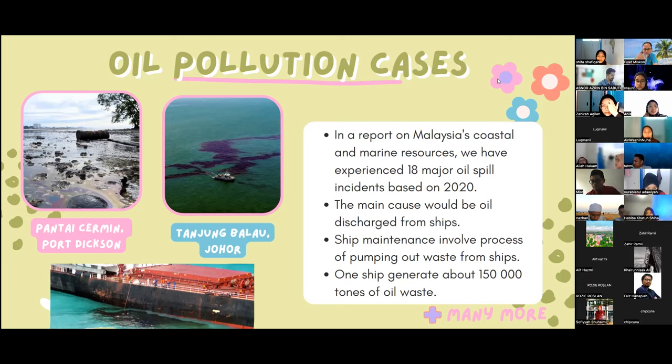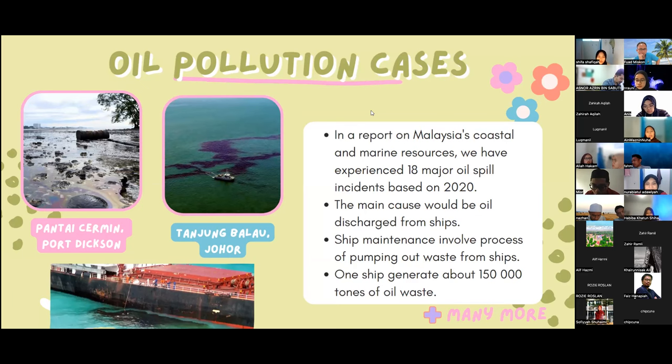Another case is in 2019 at Tanjung Balai, Johor. It was reported that foreign tankers were believed to have dumped marine fuel oil that resulted in the spill, and it was estimated that 300 tons of marine fuel oil had been discharged, and the spill covered an area about 4 nautical miles from the coast. So if you notice, it may be hard to detect exactly who spills the oil.